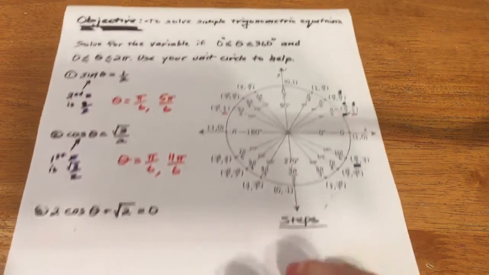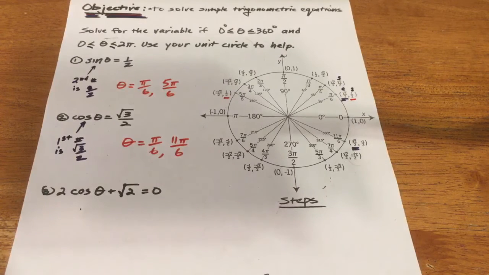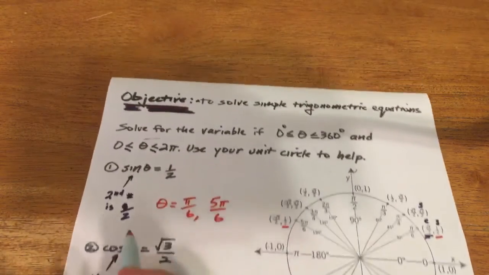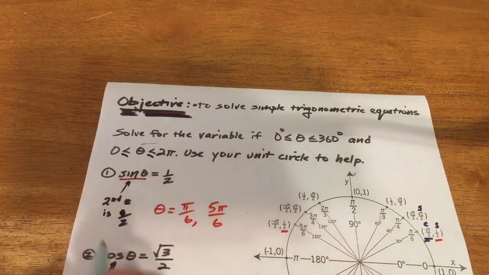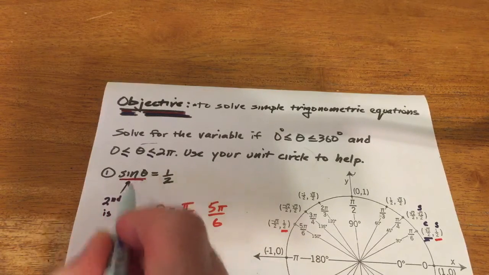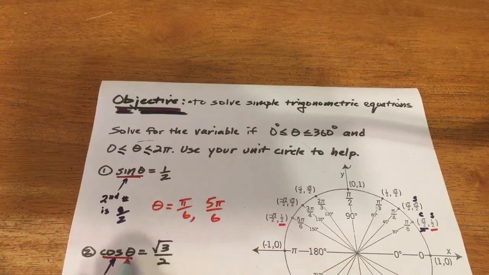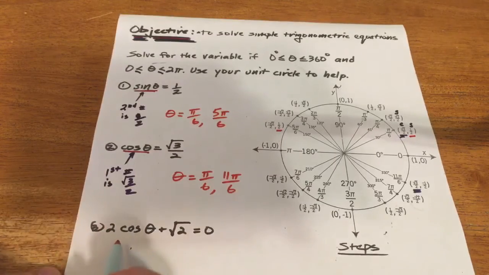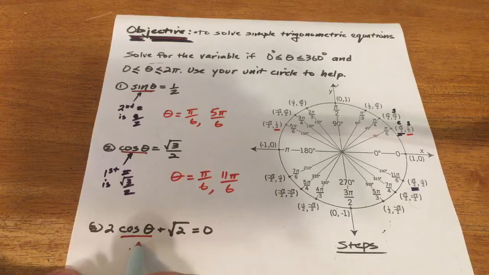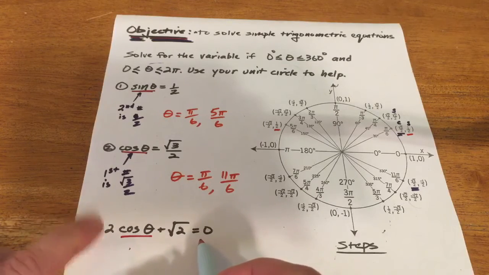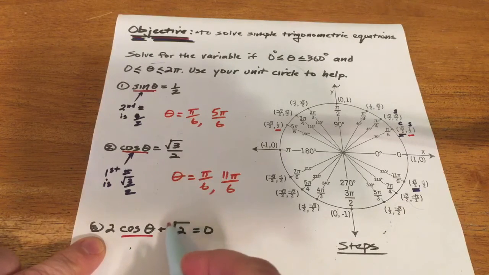Number 3. Number 3 is a little bit different because in number 3, what we have is something that doesn't exactly look like numbers 1 and 2. In problems 1 and 2, what we had was something a little bit on the easier side where our trig function was by itself on the left of the equals. Sine by itself. Cosine by itself on the left of the equals. But here we don't have cosine by itself on the left of the equals. We've got this factor of 2 here. We also have this plus square root of 2 at the end.